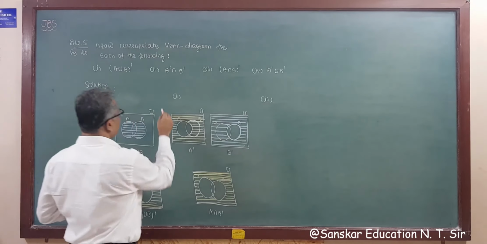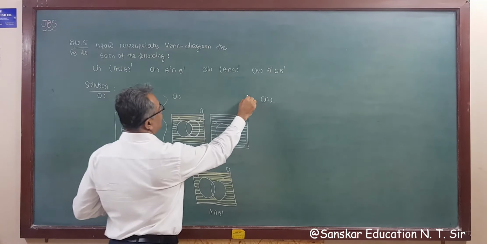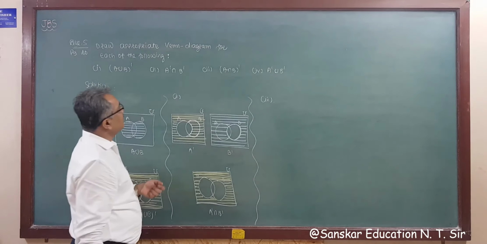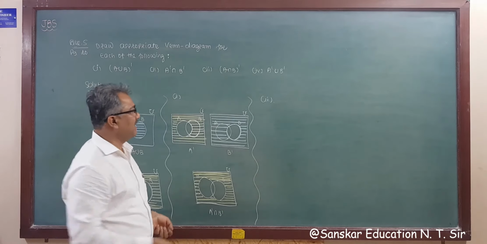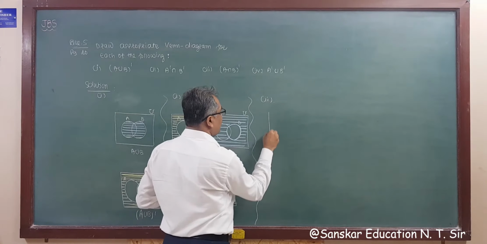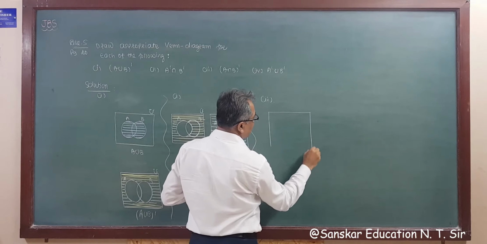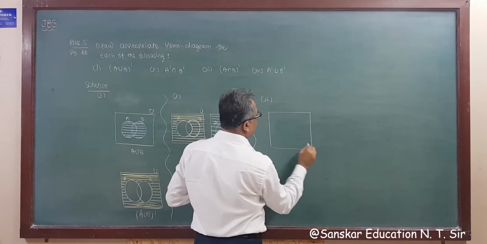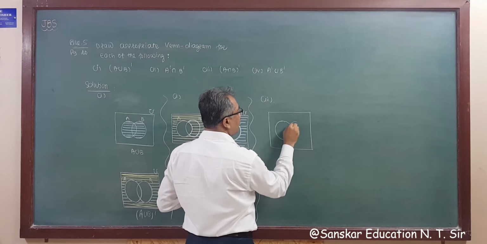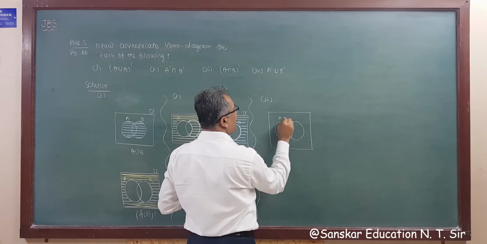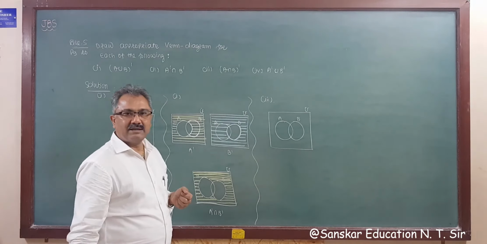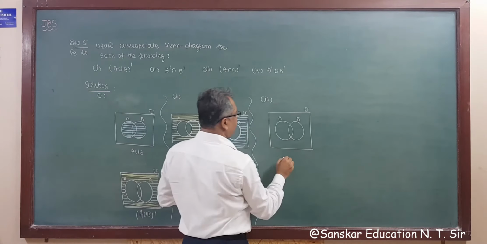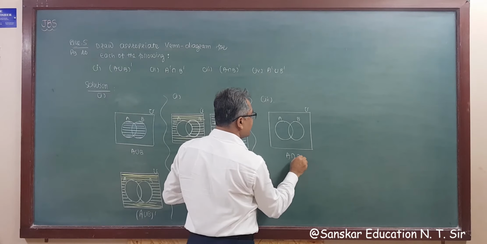For the third one, this is first, this is second. Now the third one is (A intersection B) whole dash. For A intersection B, you know which portion it is. It is clearly an easy figure to draw. This is A, this is B, and this is U. Now A intersection B: this is A intersection B.